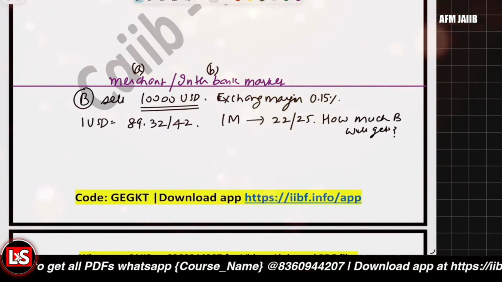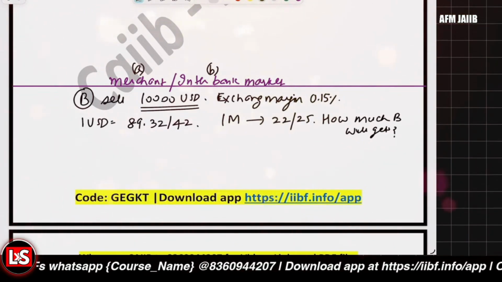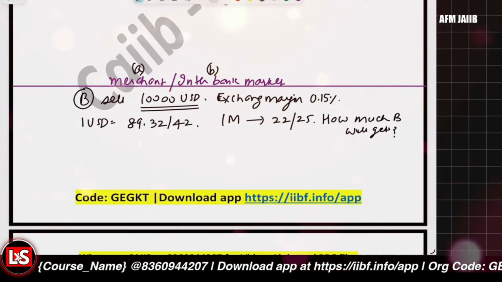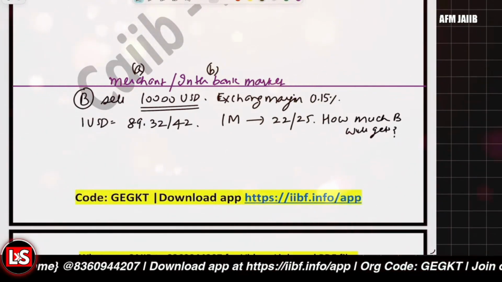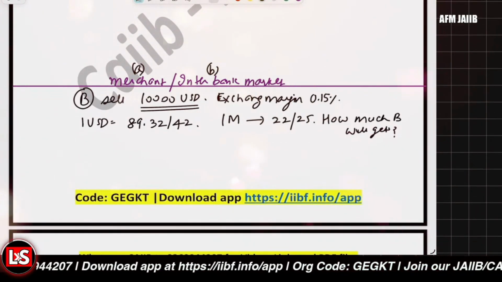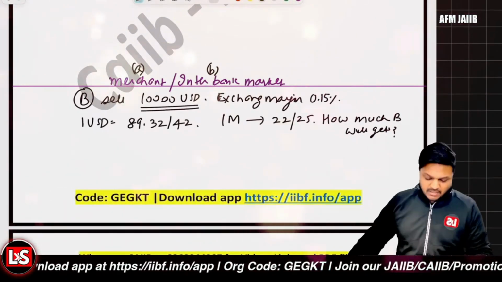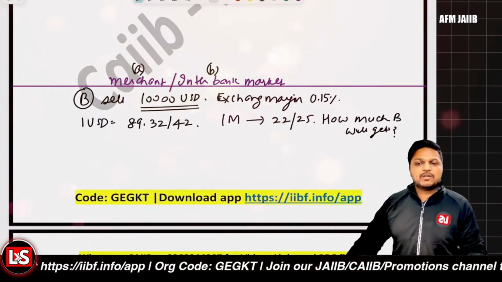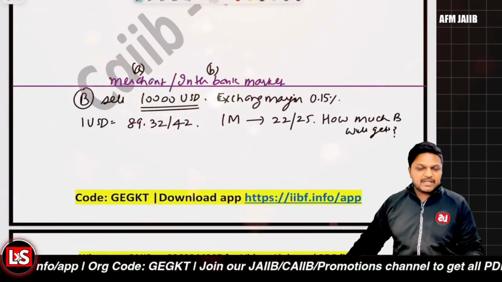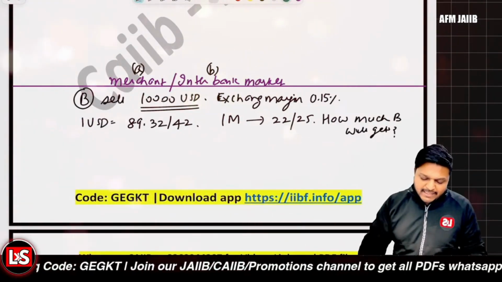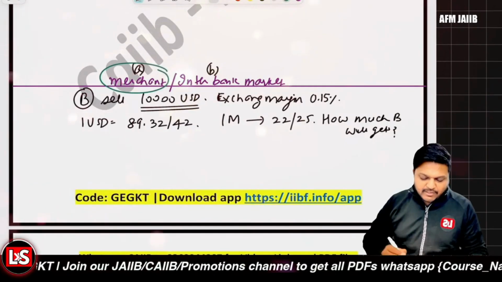Do confirm at the earliest which rate will be applicable in this scenario. Just answer. A is for the merchant rate and B is for the interbank market rate. It is the merchant rate that will be applicable.